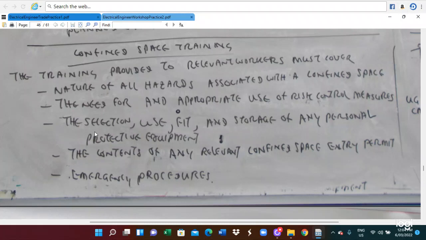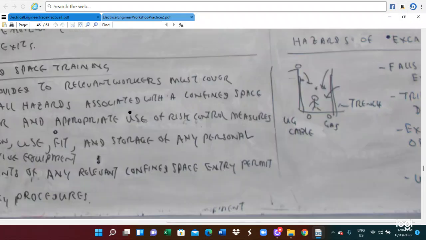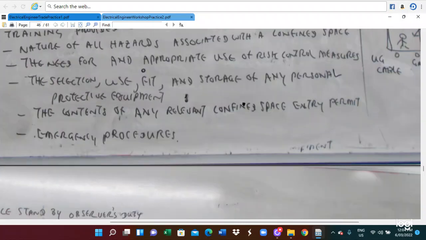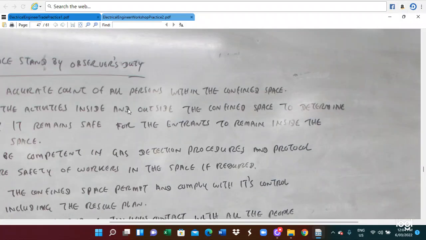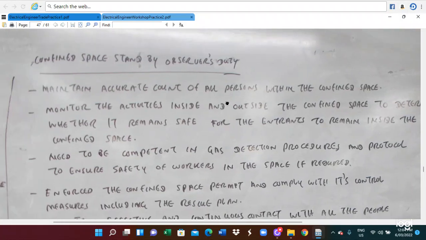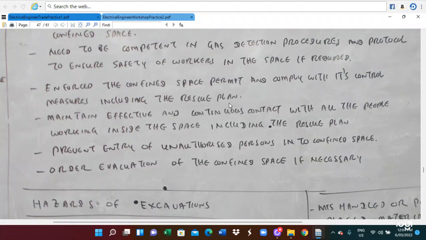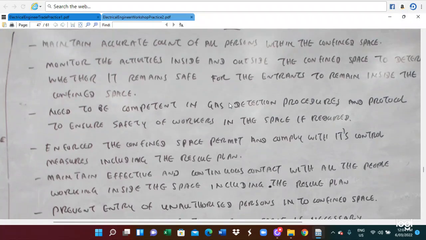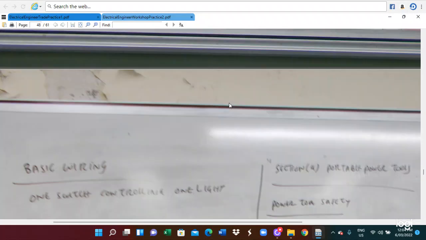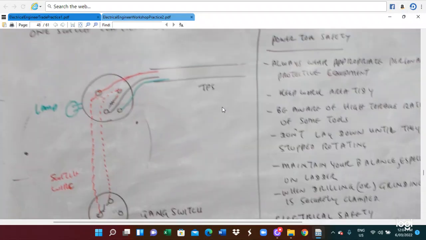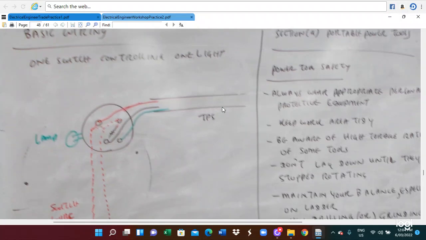We also have the appropriate selection, use, fit, and storage of any personal protective equipment, also the contents of any relevant confined space entry permit and the emergency procedure. Those must be included in the confined space training. Without the confined space training, a worker must not be allowed to work. The appropriate safety observer responsibility must be followed. So this is the importance of the confined space system.